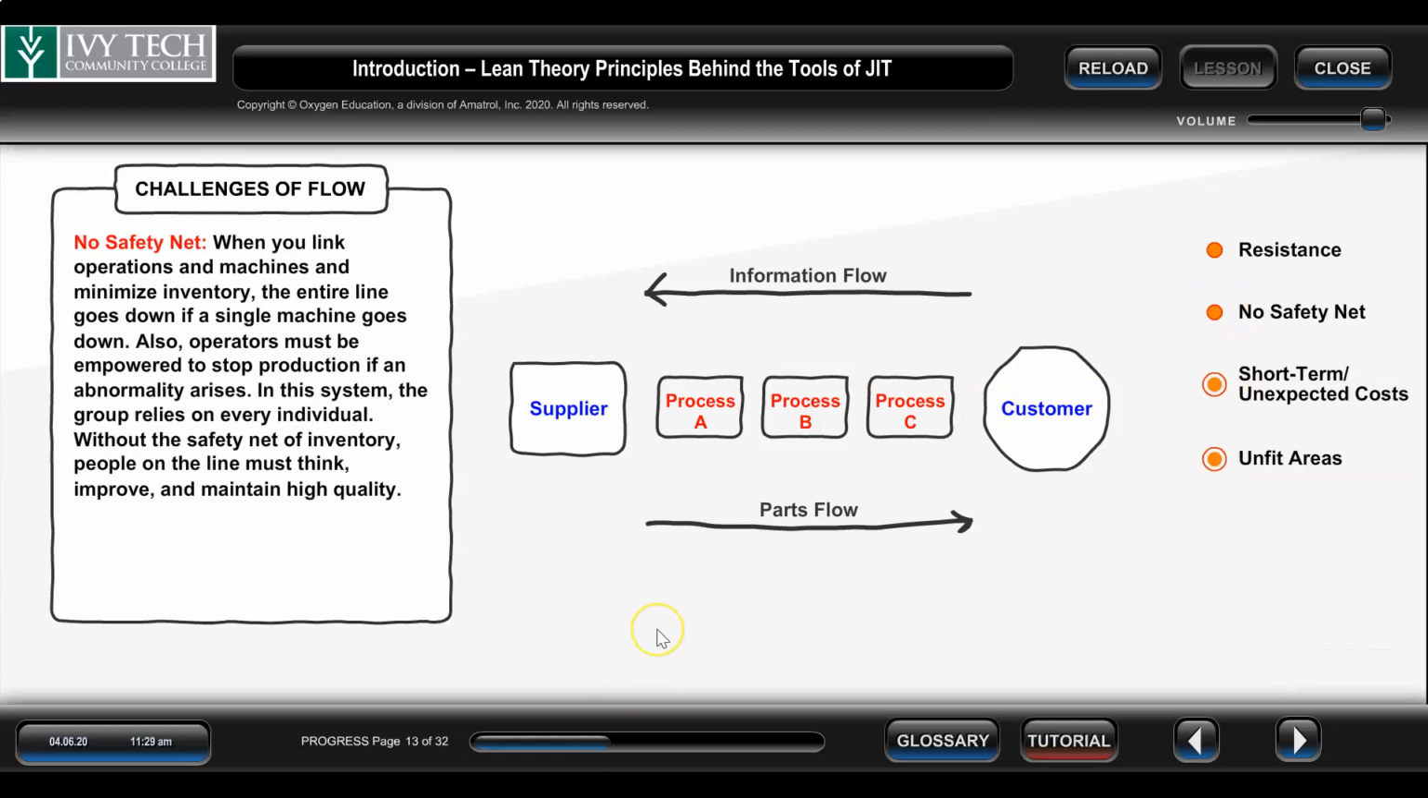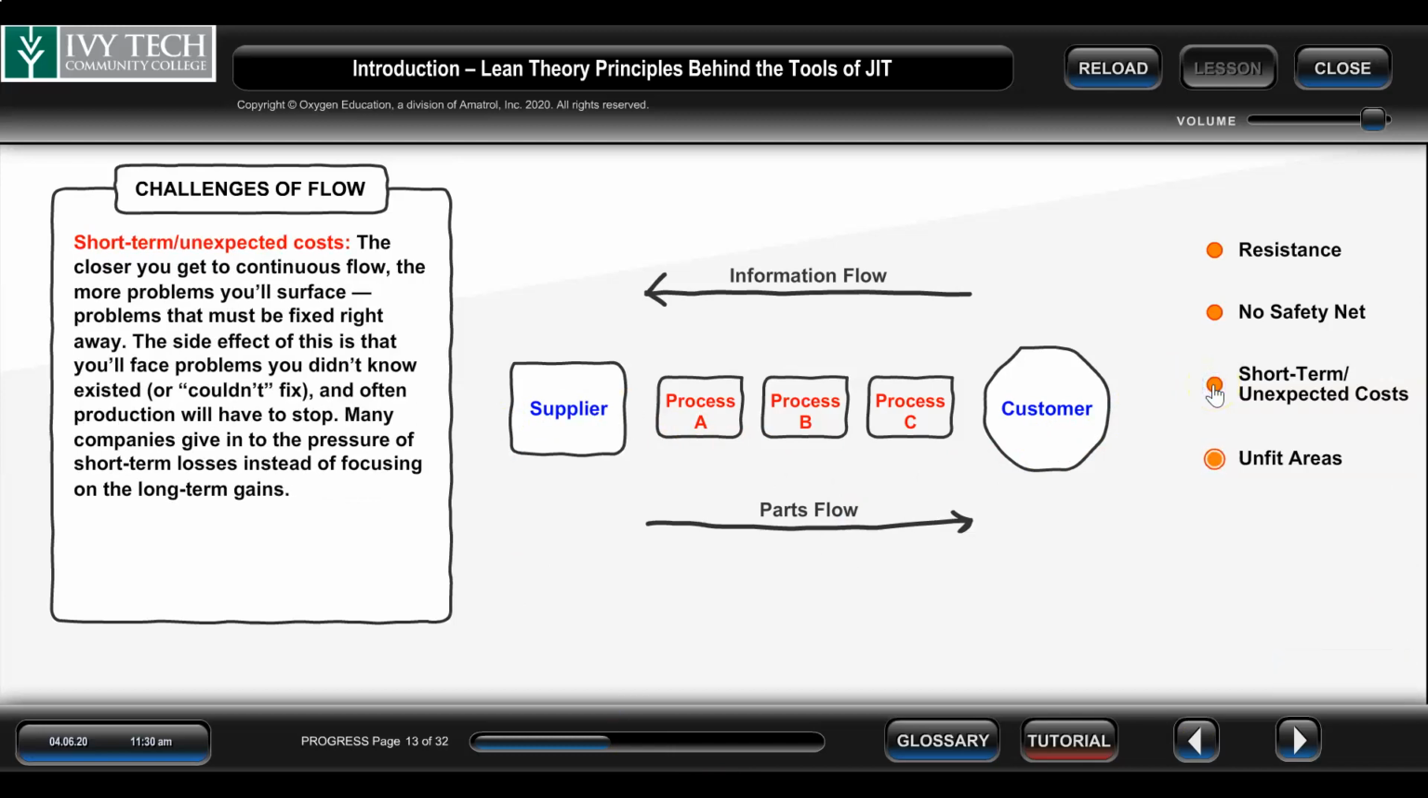No safety net. When you link operations and machines and minimize inventory, the entire line goes down if a single machine goes down. Also, operators must be empowered to stop production if an abnormality arises. In this system, the group relies on every individual. Without the safety net of inventory, people on the line must think, improve, and maintain high quality.